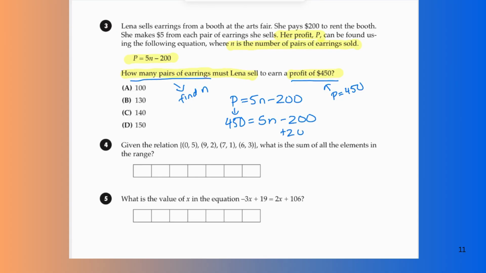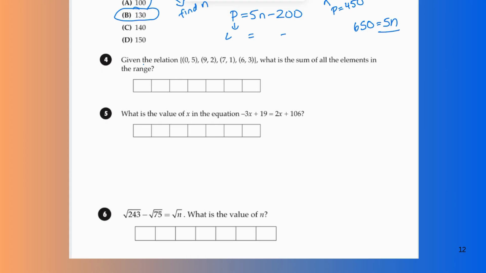I'm going to start by adding 200 to both sides. And I ran out of space, so I'm going to bring my room up here. That's going to give me 650 is equal to 5N. To get N by itself, I just have to do the inverse of what's being done to it. So it's being multiplied by 5. I'm going to divide by 5 on both sides. On the right side, that cancels out and just gives me N. And on the left side, I'm going to get 130. And there is my answer choice right there. Of course, you can always check by substituting the 130 in here for N, multiply by 5, subtract 200, and you will get 450.